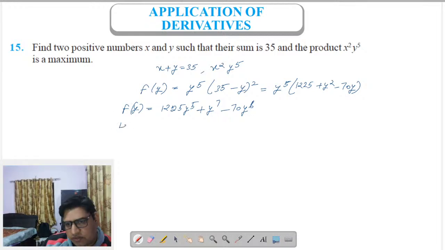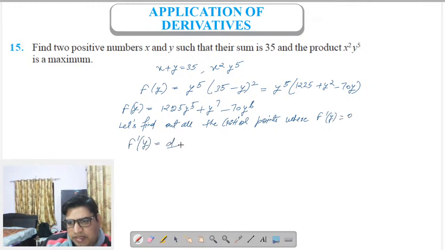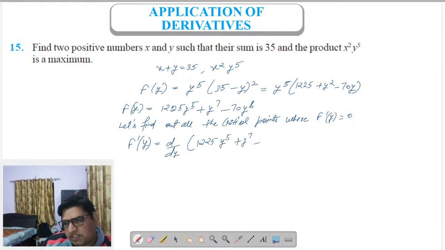So let's find all the critical points where f dash y is equal to 0. Let's find f dash y from here. f dash y will be d by dy of this function: 1225 y to the power 5 plus y to the power 7 minus 70 y to the power 6.